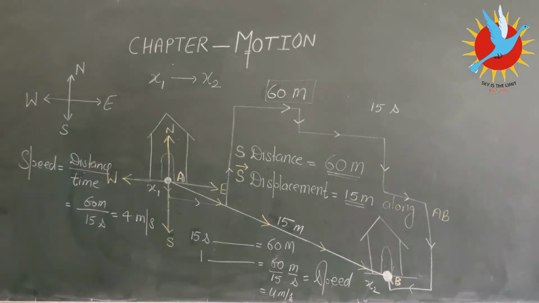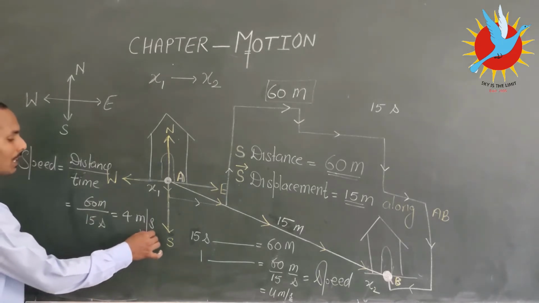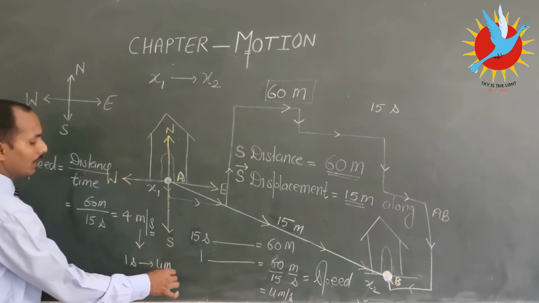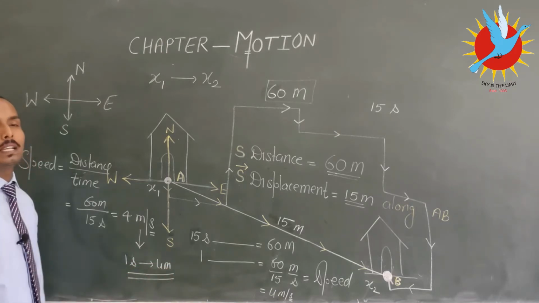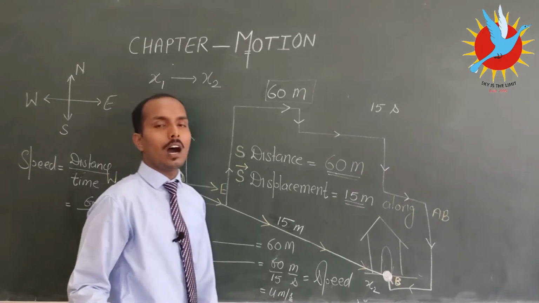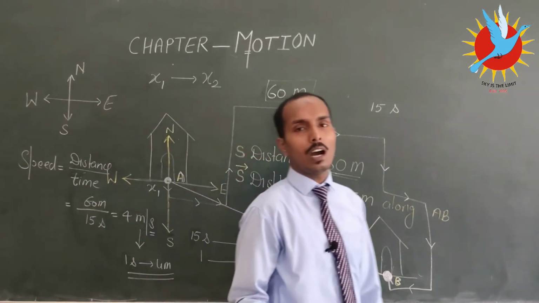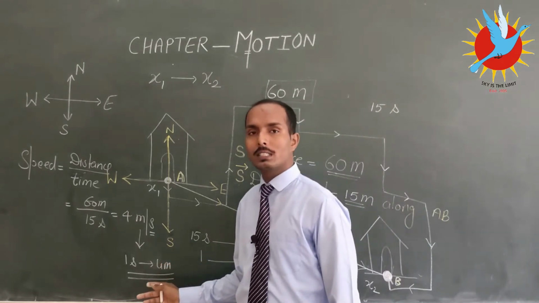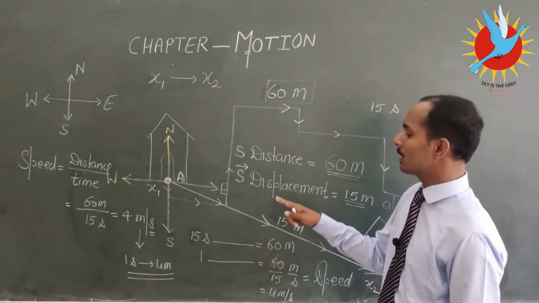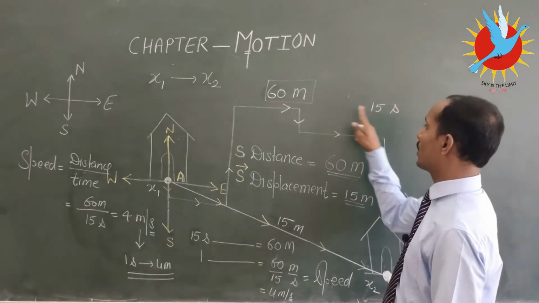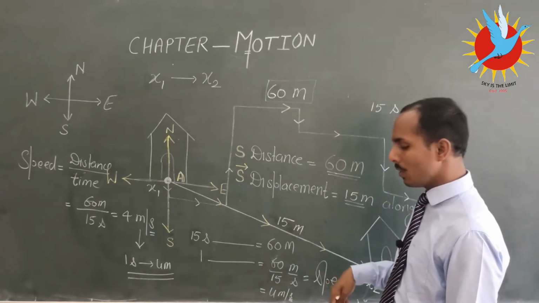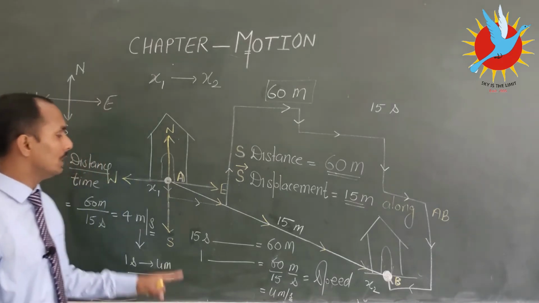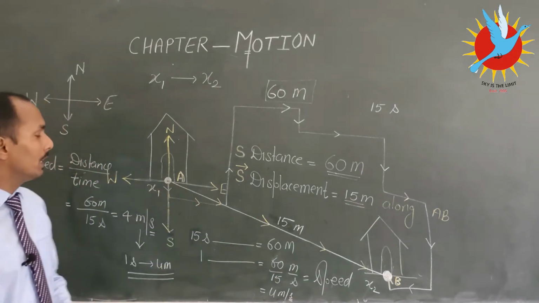What is its significance? It means that in 1 second you cover 4 meters of distance. Speed tells us how much distance you cover in 1 second. So after 15 seconds you cover 60 meters of distance. This is your speed.